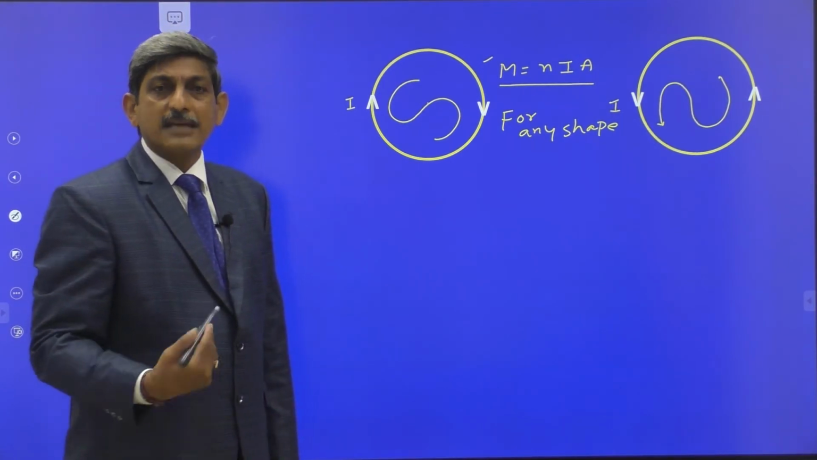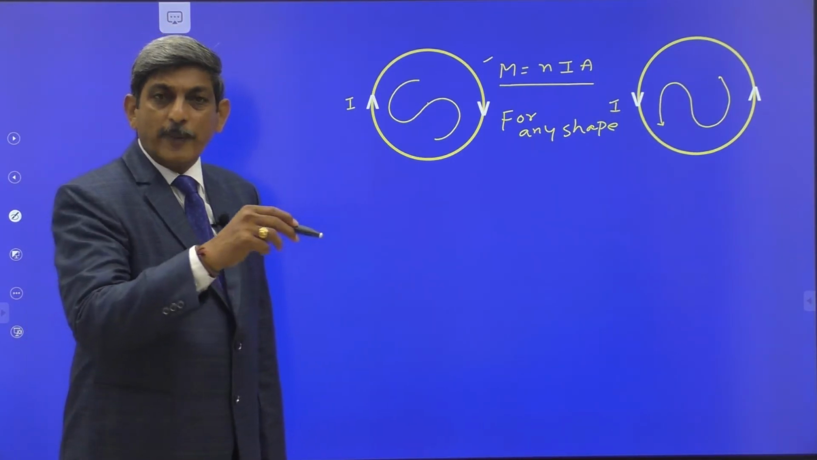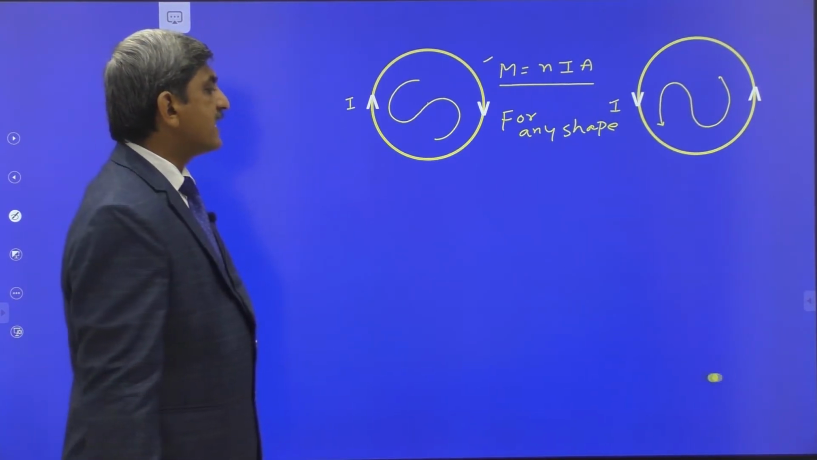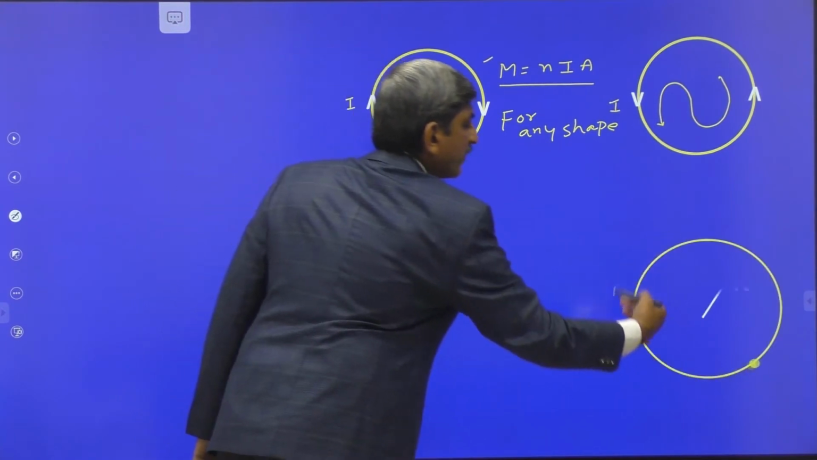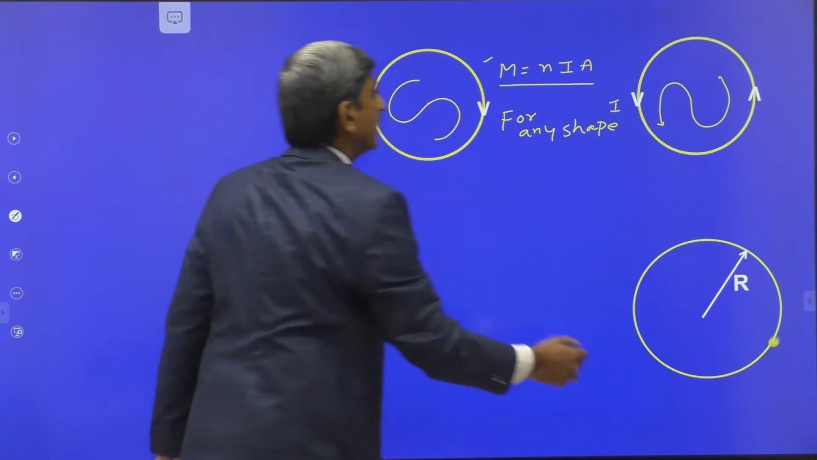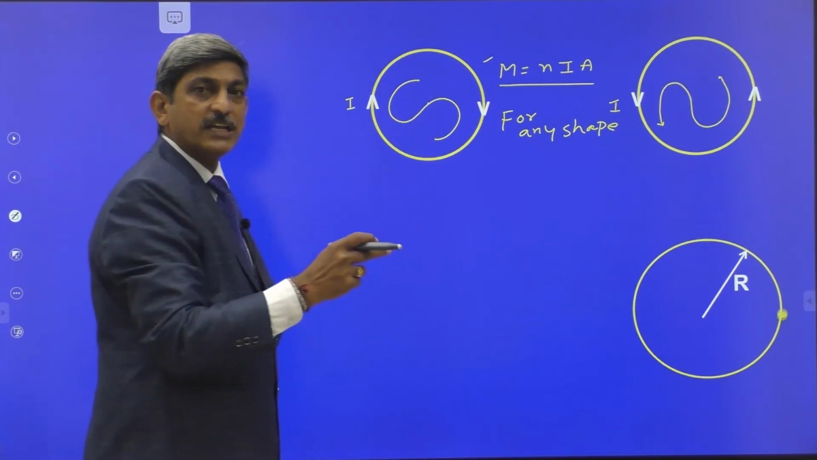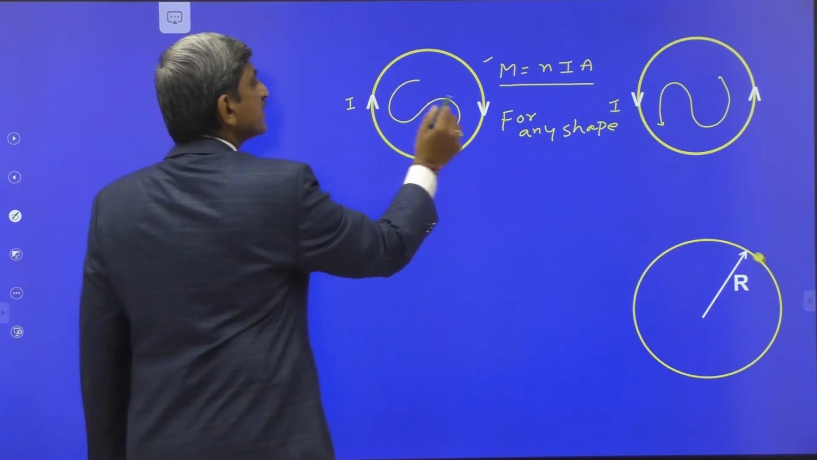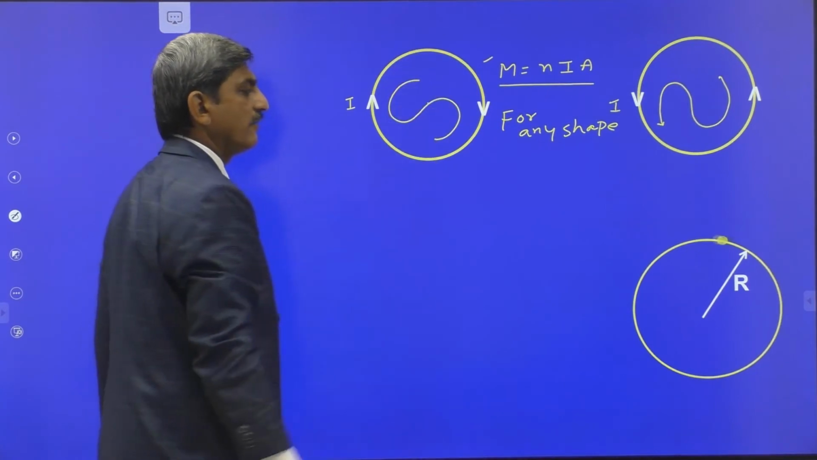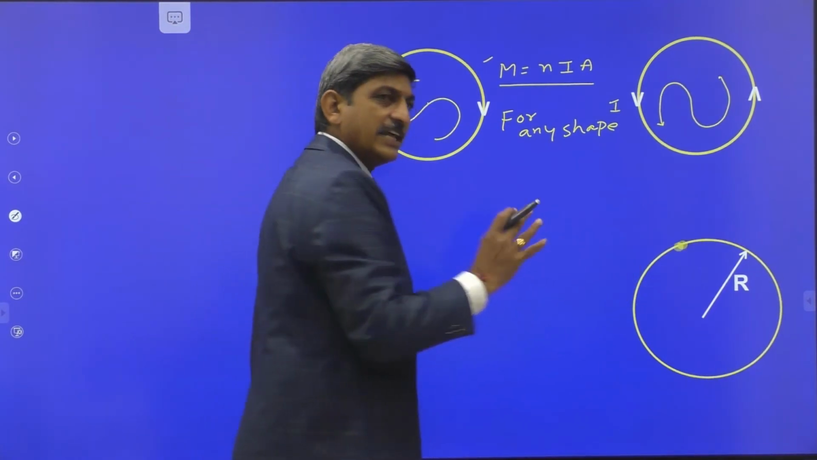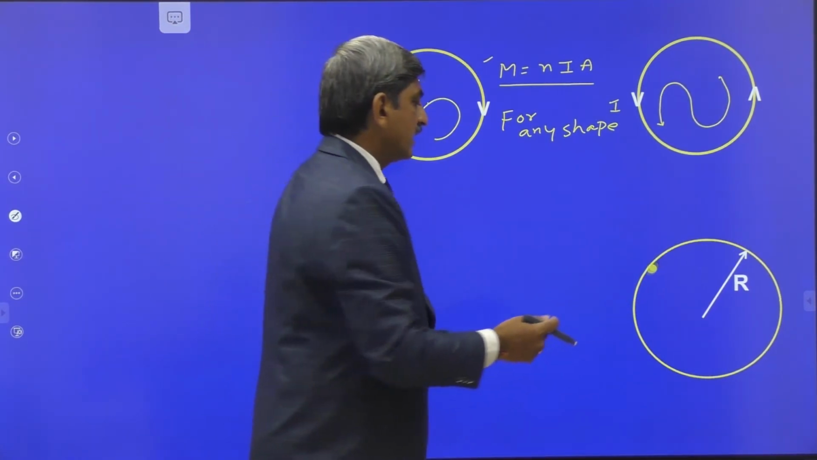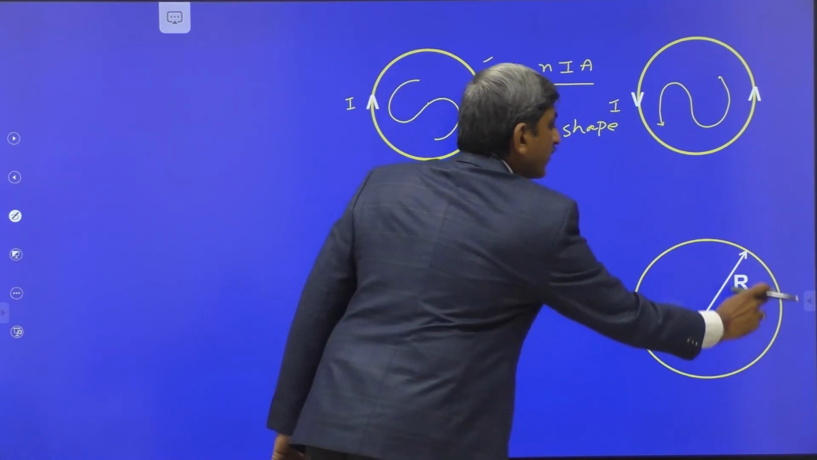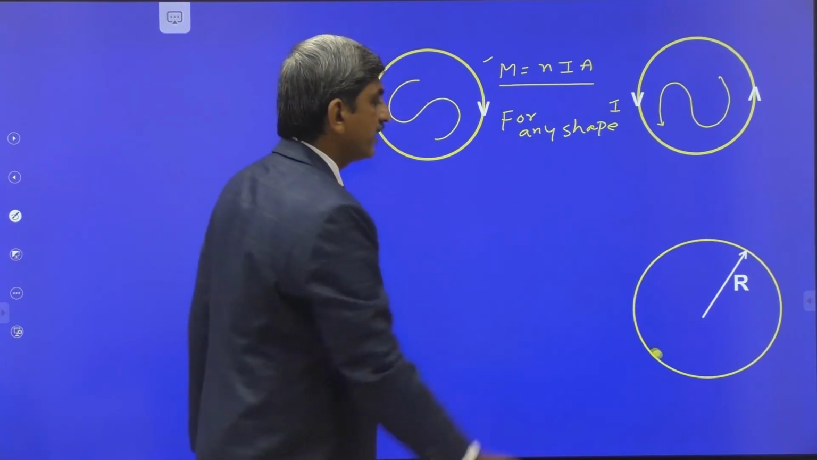Sometimes, instead of passing the current in a wire in a circular shape, the charges may be moving in a circular path like this. See here, there is a wire bent in the form of a circle, and the current is passing through the circular coil. Whereas here, there is no wire, and there is a charge which is moving in a circular path. Is there any similarity between these two?